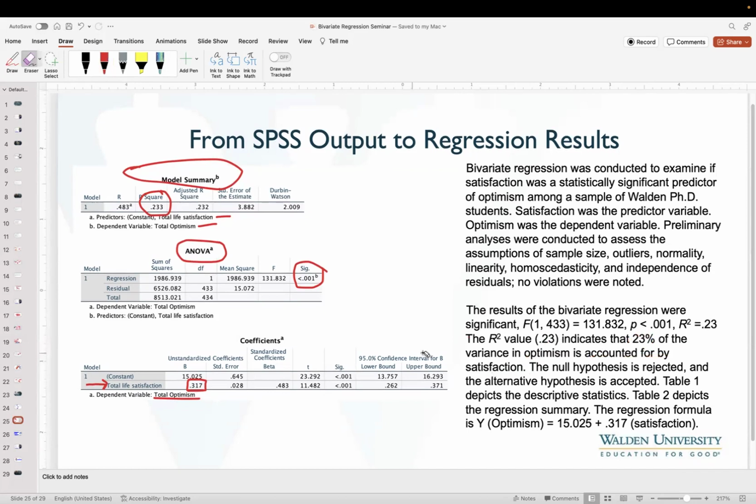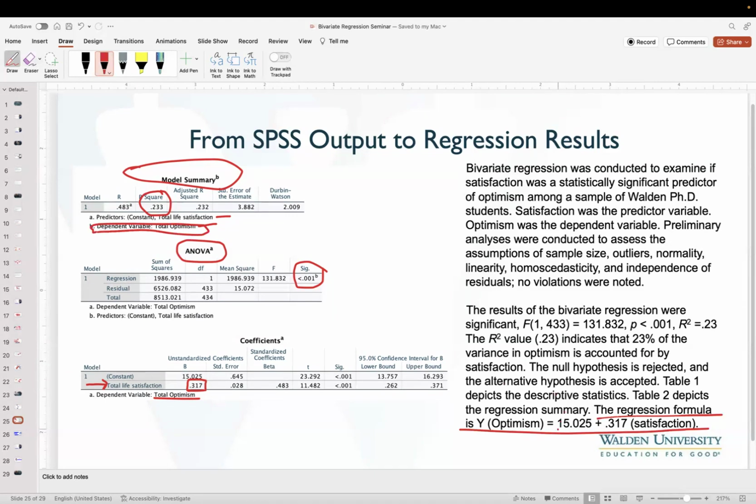And then I always like to see a statement that says the null hypothesis is rejected and the alternative is accepted. Then you'll have a table for descriptive statistics and a table for the regression summary that I'm going to show you. But then what's important is, how do we predict? How do we use that? There's a formula, and this is important. The regression formula is y equals, and y is optimism because we're trying to predict optimism, right?